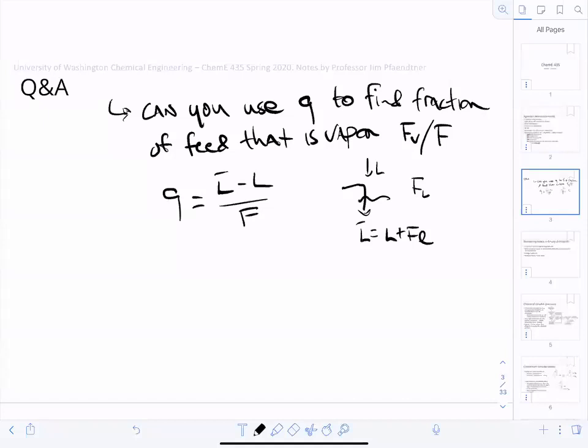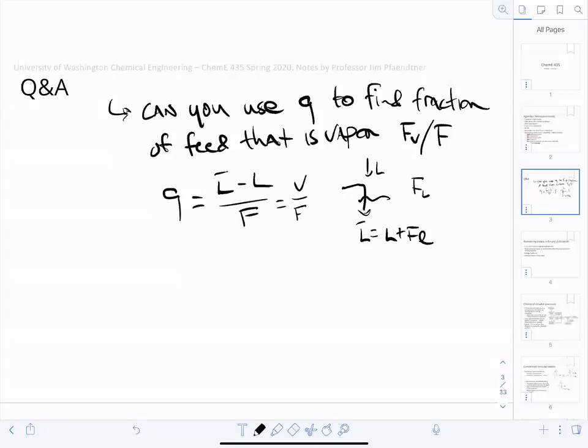So the amount of feed that's vaporized, you should be able to work backwards from these relationships, given knowledge of L and given knowledge of Q, and figure out the amount of feed that's vaporized, because it's everything that's not added to L bar. So actually, I think this is exactly equal to V over F for cases where it's not supercooled or superheated.